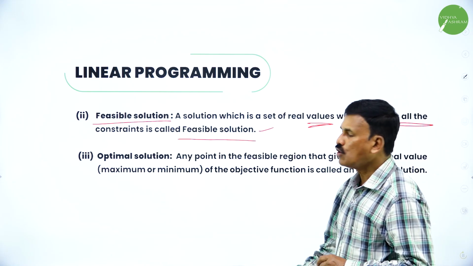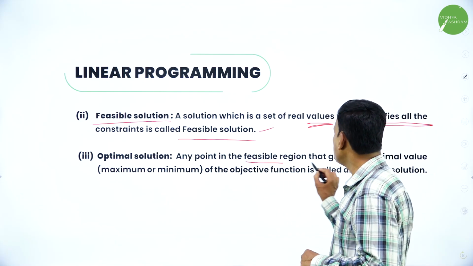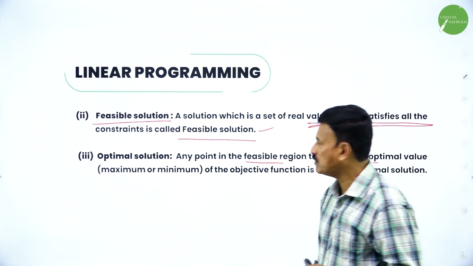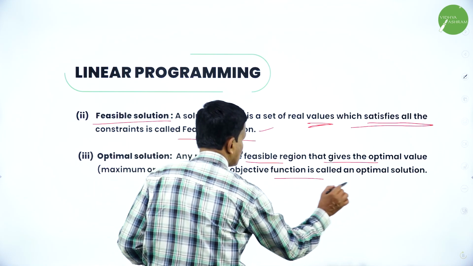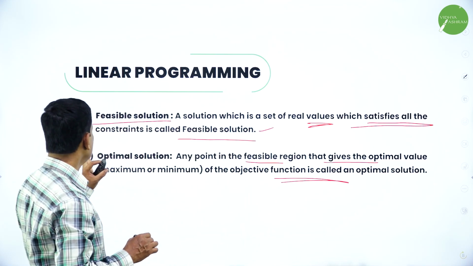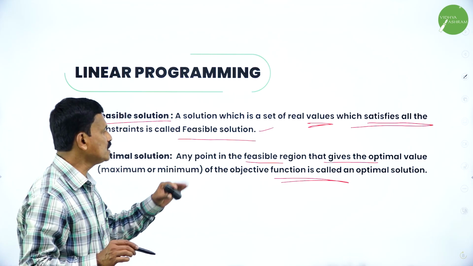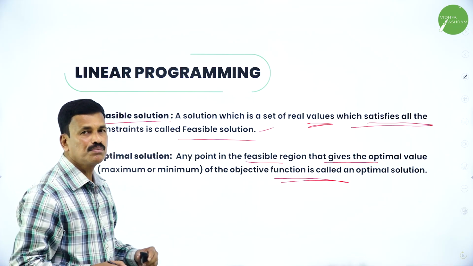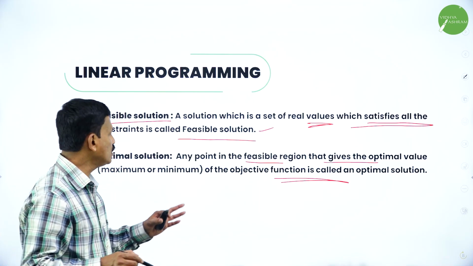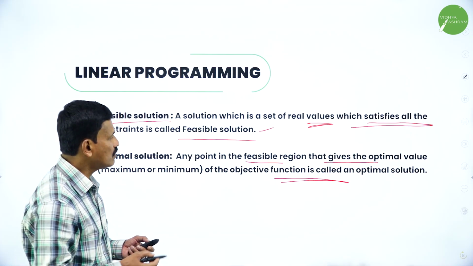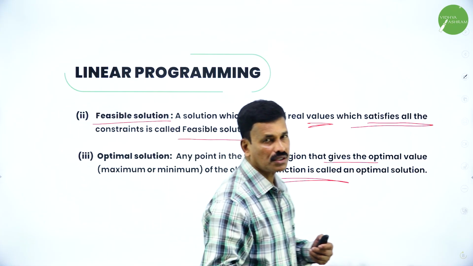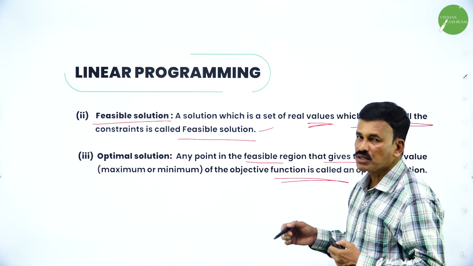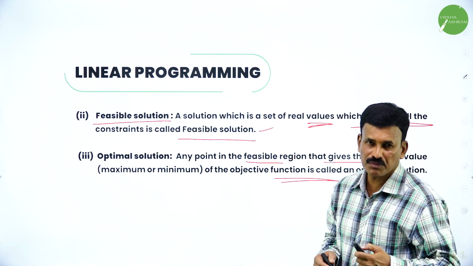Optimal solution: any point in the feasible region that gives the optimal value. Optimal value here means the maximum or minimum value of the objective function. So, optimal solution means any point in the feasible region that gives the maximum or minimum value of the objective function, right. These are a few important definitions which we are going to use while solving linear programming problems.